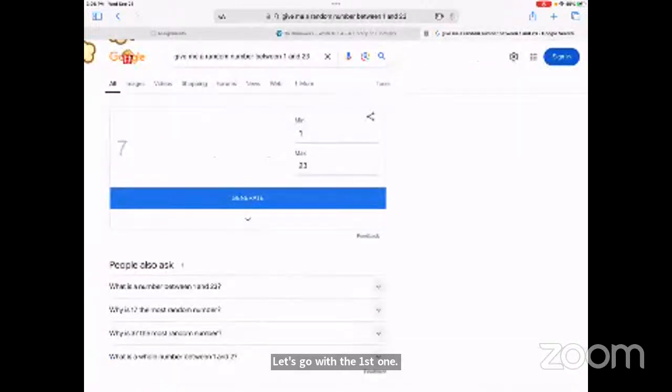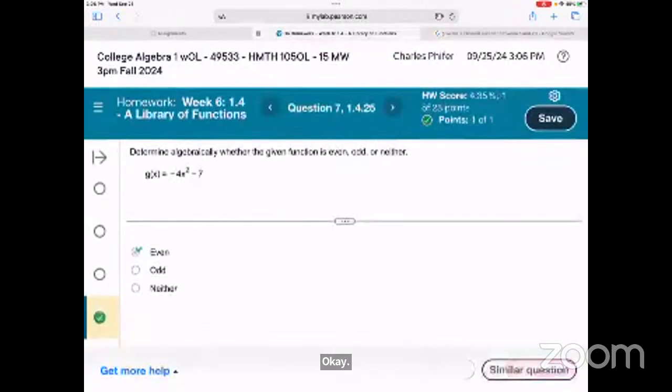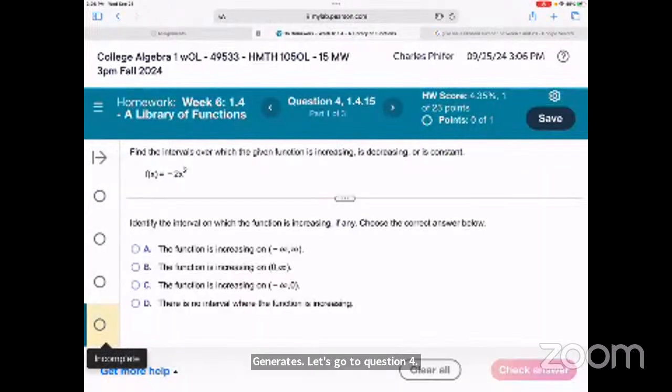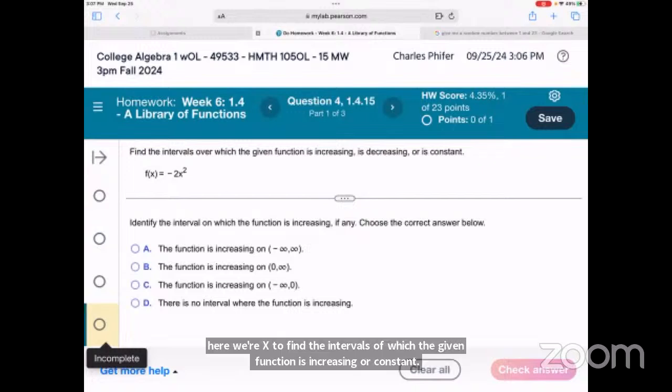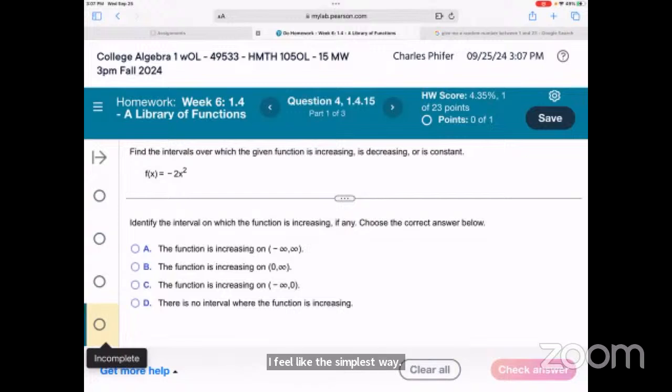Let's go to question 4. Here we're asked to find the intervals over which the given function is increasing, decreasing, or constant. I feel like the simplest way to go about this is to look at the graph. I think I'll use Desmos.